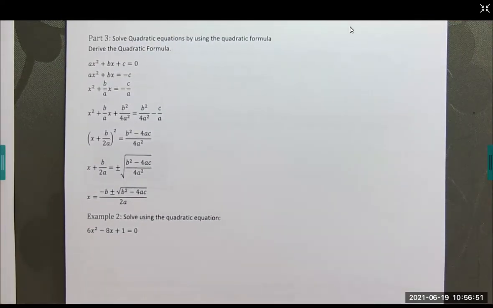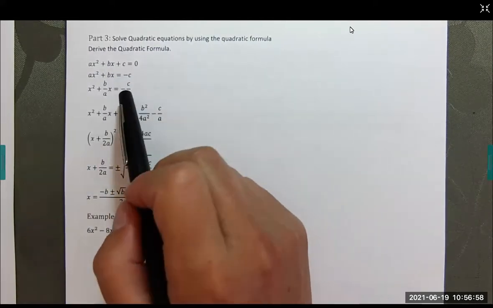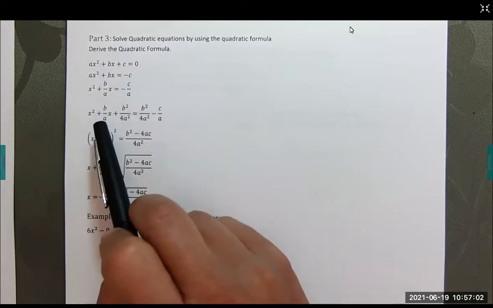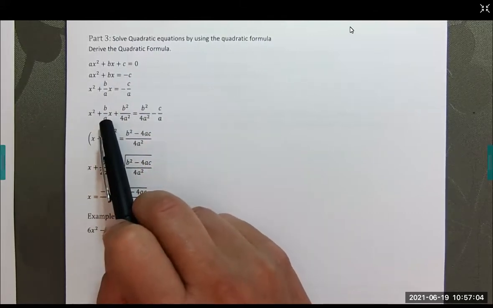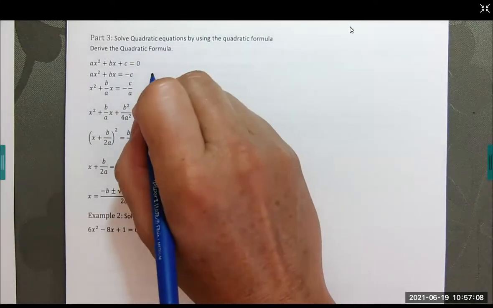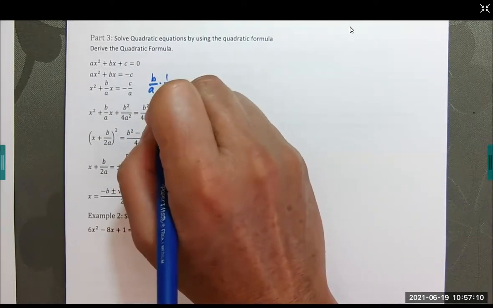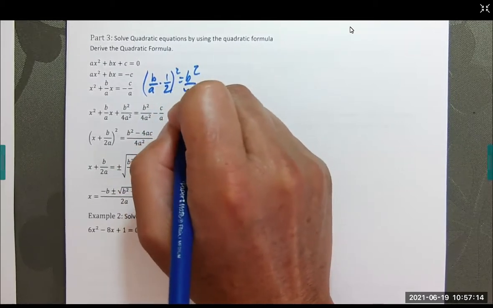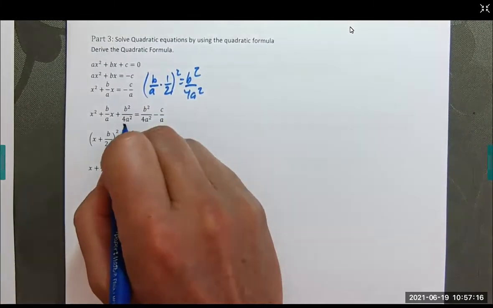So what I did was I typed up for you exactly where it comes from, and it comes from completing the square, the process we just did. Move the c over, divide through by a. Take b over a, cut it in half and square it. So in this case, it becomes b over a times 1/2 squared is the b squared over 4a squared. That's where that comes from.